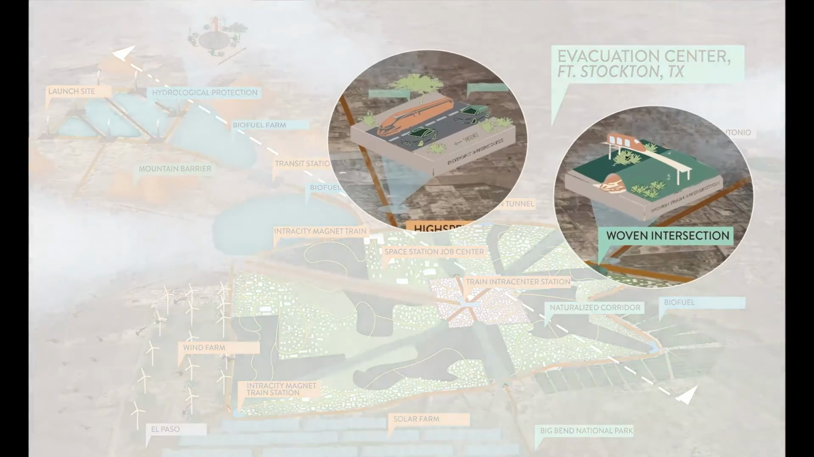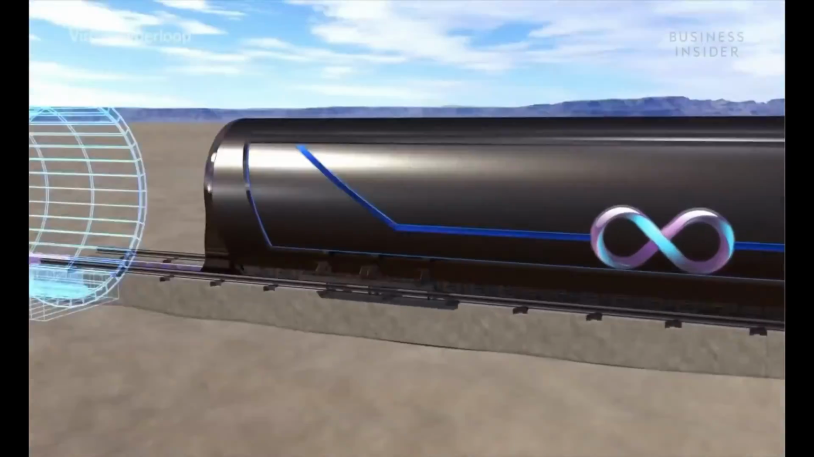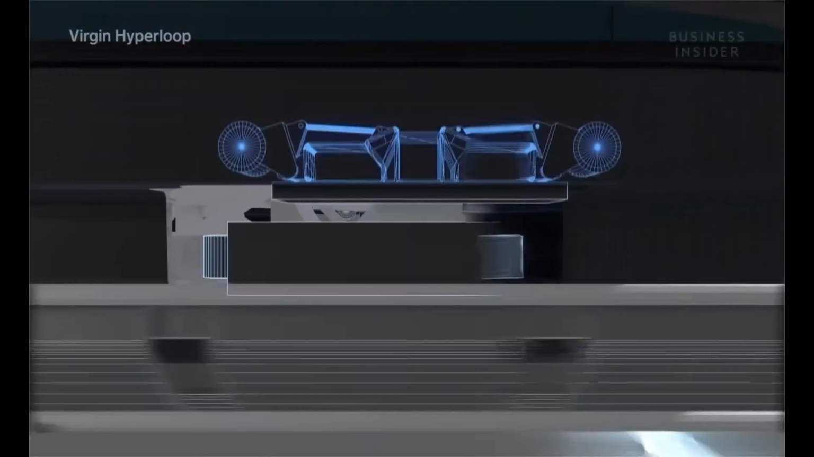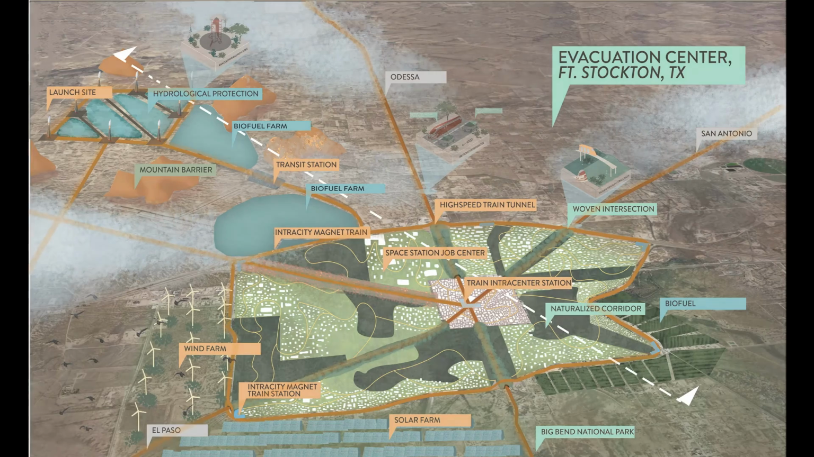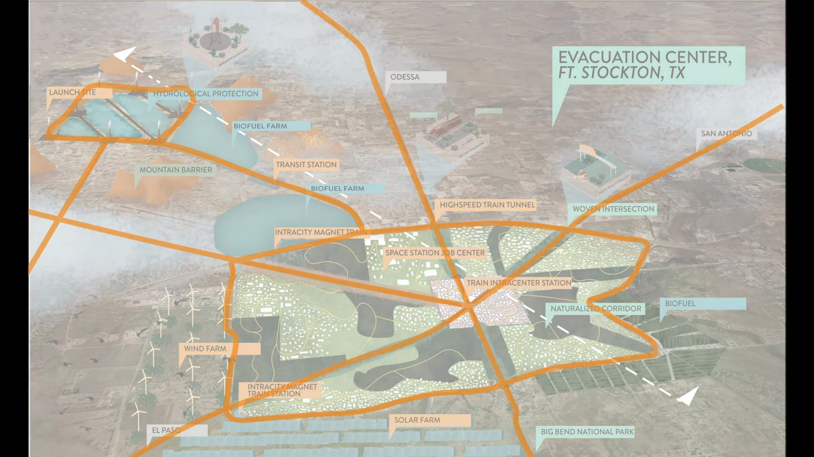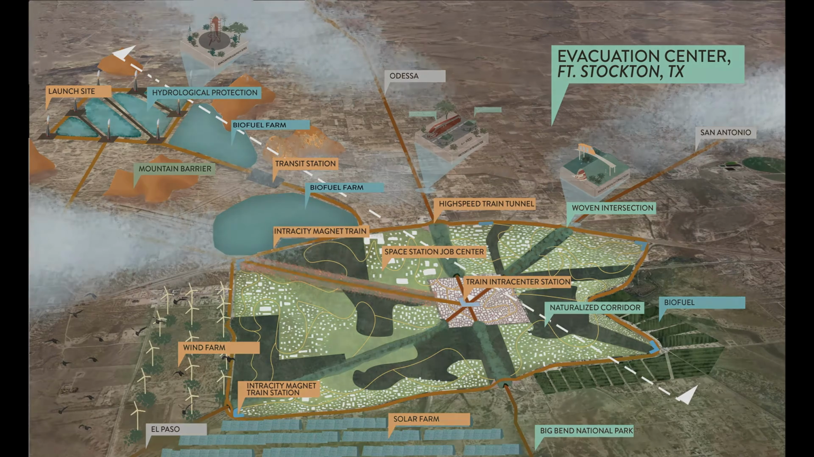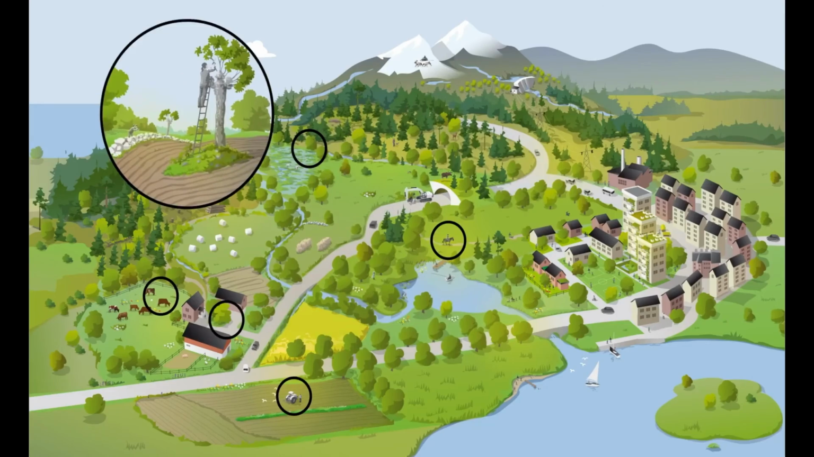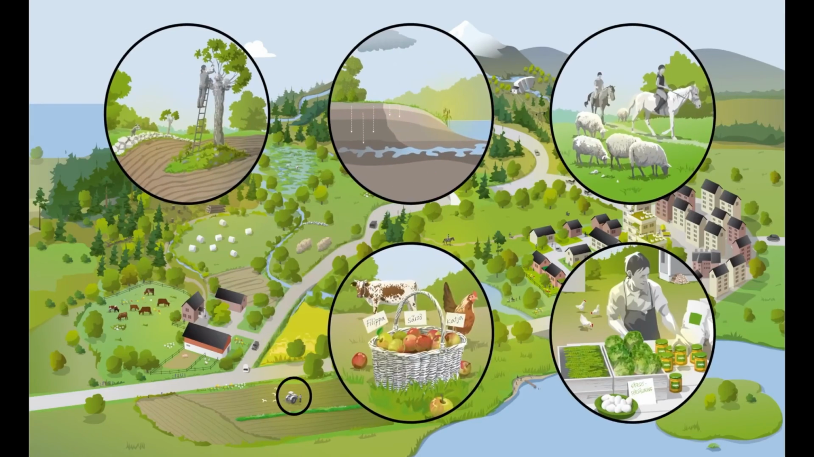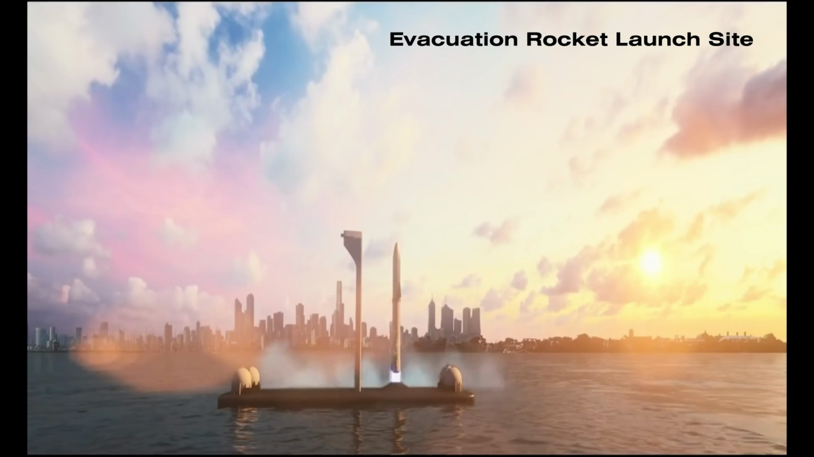Fort Stockton will become a transitional home for climate refugees. To facilitate the transportation of these climate migrants, Interstate 10 will be retrofitted as a high-speed rail to connect major population centers. Within Fort Stockton, an intra-city magnet train will reduce reliance on residents' personal vehicles, create a network of parks and green space, and provide access to rocket launch sites. These launch sites will allow for a last resort evacuation from the planet.